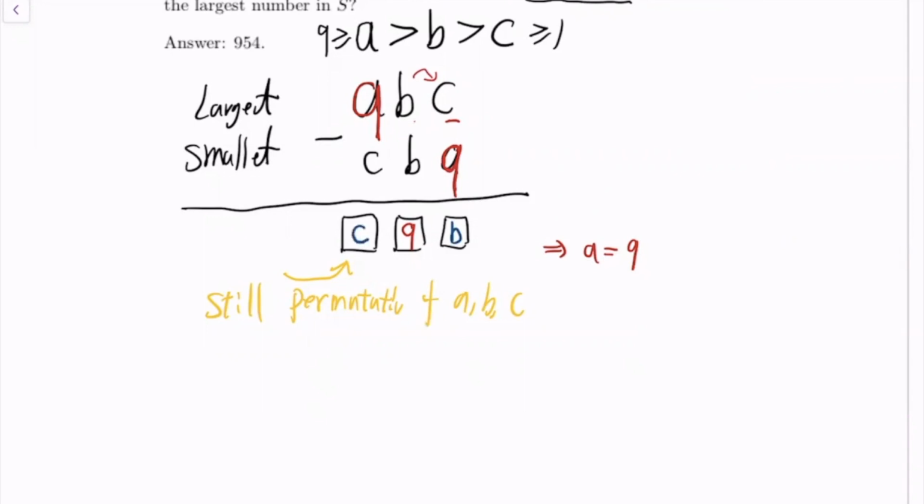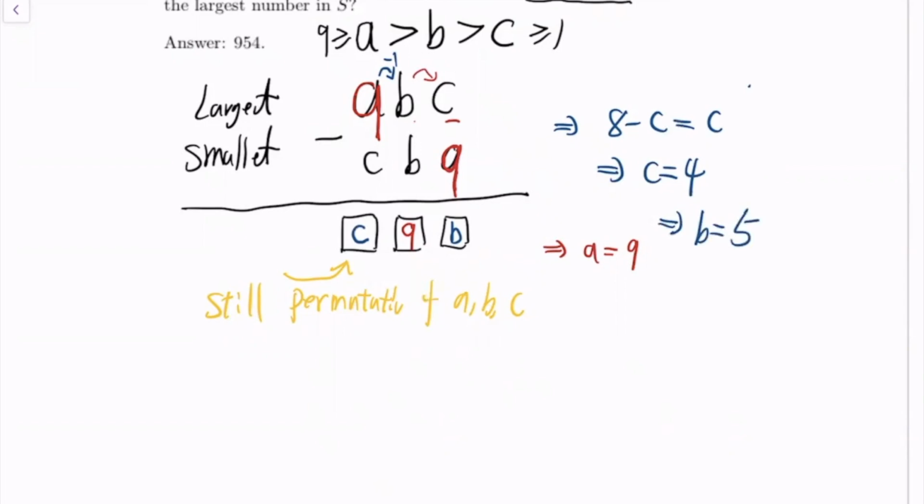Now because here again I have to borrow 1 from B, from here I get 8 minus C equals C. So I get C is 4. If C is 4, then B is 5. Okay, let's double check.